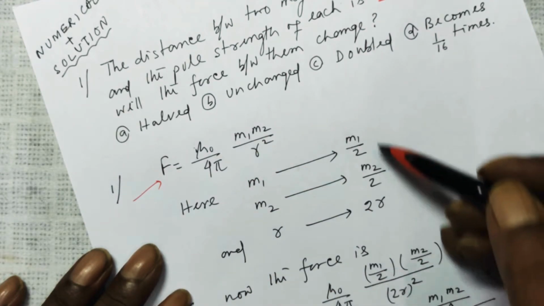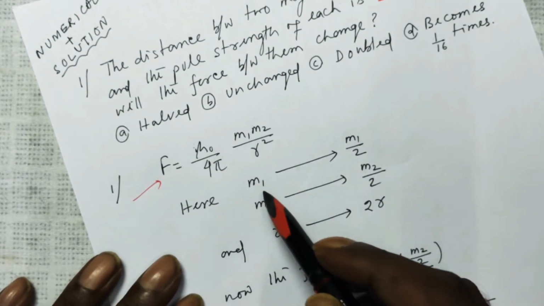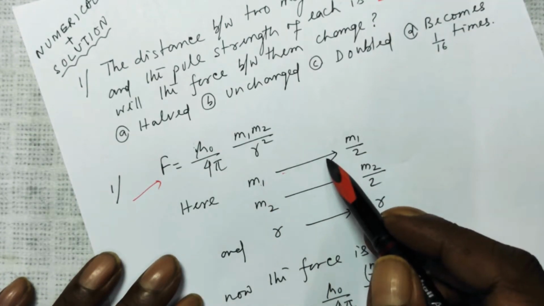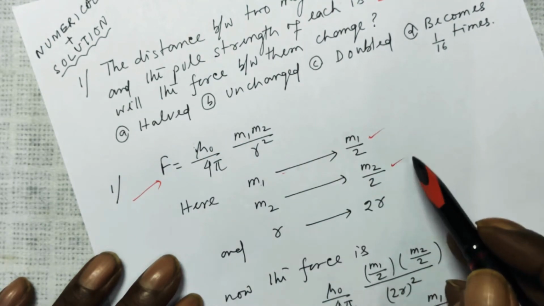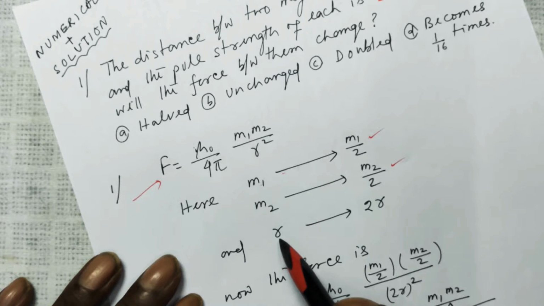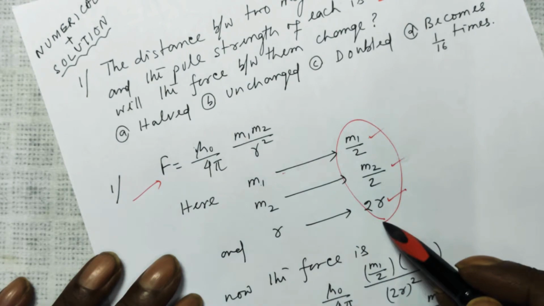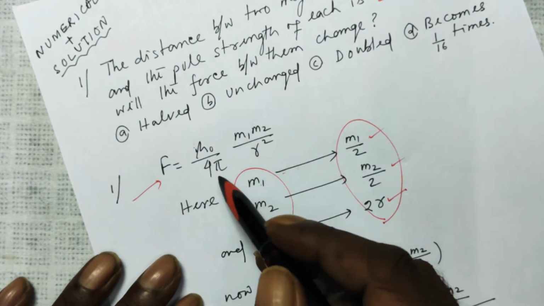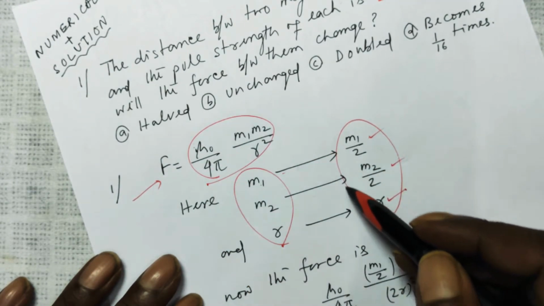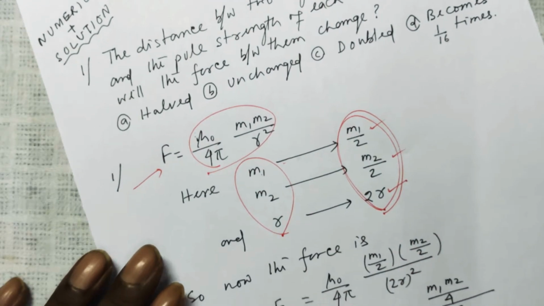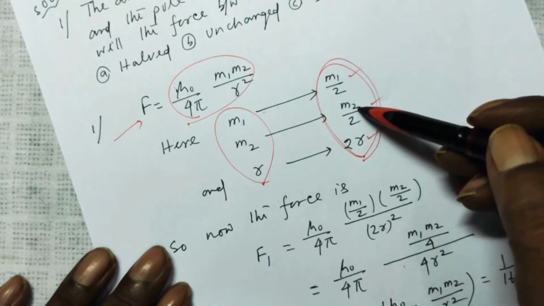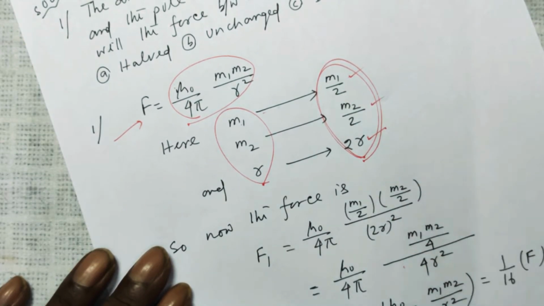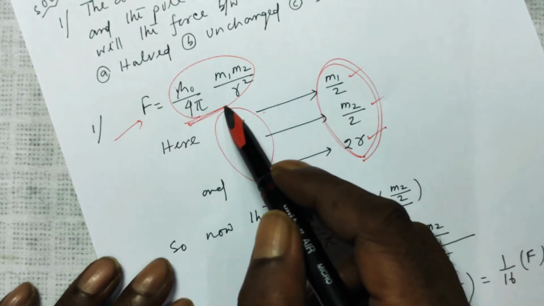strengths. As per the question here, the pole strength m1 becomes half, that is m1 by 2. The pole strength m2 becomes half, that is m2 by 2. And the distance, which was earlier r, becomes 2r. So now this is the new situation. What will be the force in this situation, where the two pole strengths are m1 by 2 and m2 by 2, and the distance is 2r? Now apply the same formula.